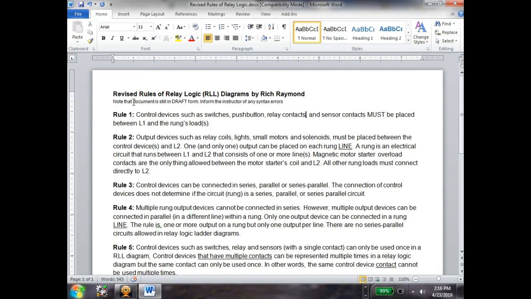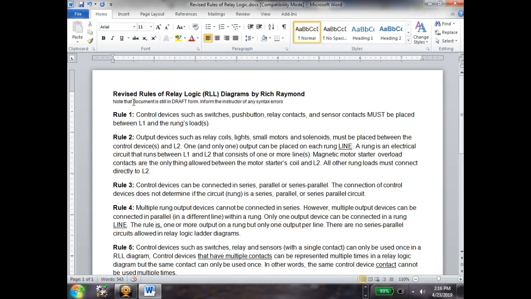A rung is an electrical circuit that runs between L1 and L2 that consists of at least one line. You've got to have at least one line, right? And we could have more. Magnetic motor starter overload contacts are the only thing that's allowed between the motor starter coil and L2. All other rung loads must connect directly to L2. So how many loads in a line?